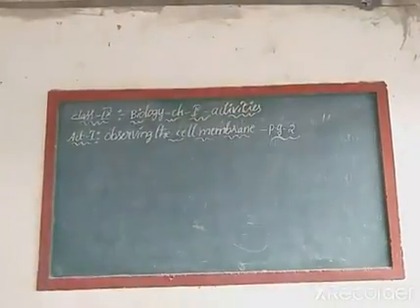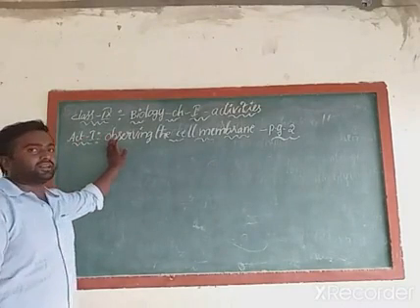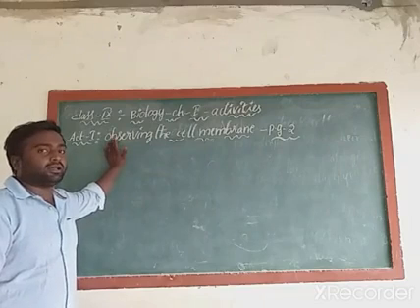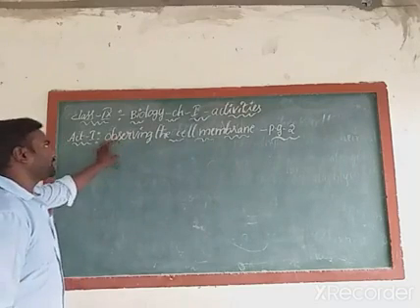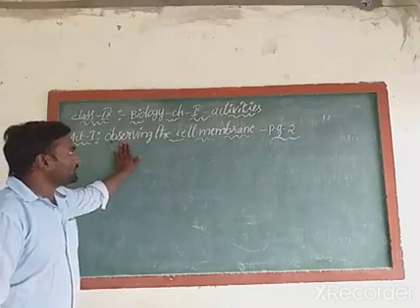Next, we are going to discuss another activity. Okay, children, now we are going to discuss the next activities. Totally we have 4 activities, except the lab activity. Lab activity is completed. Now activity 1 we are going to discuss. In this activity 1 we are going to observe the cell membrane.